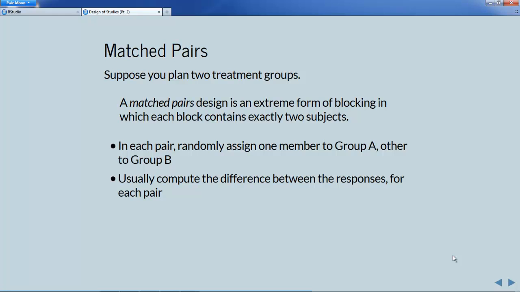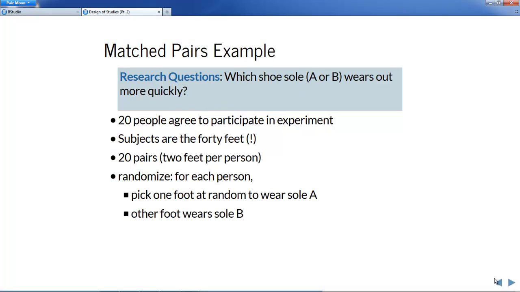Usually what you're interested in is the difference between the values in the response variable for the members of each pair. The idea, when you use your judgment to choose these pairs, is that the pairs should consist of subjects that are as alike as possible amongst all the subjects. A classic matched pairs example has to do with this research question. Say you're a shoe manufacturer and you're looking at two types of shoe sole, A or B, and wondering which one of them wears out more quickly.